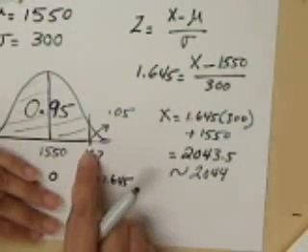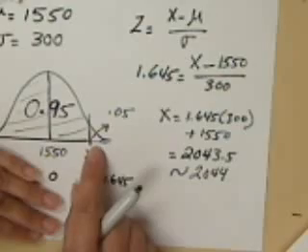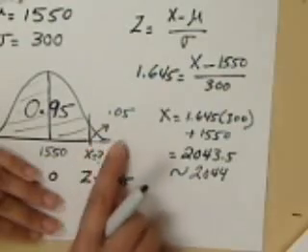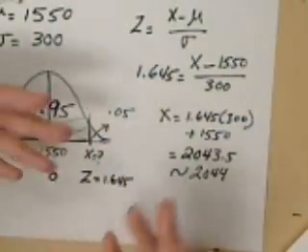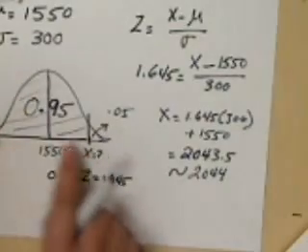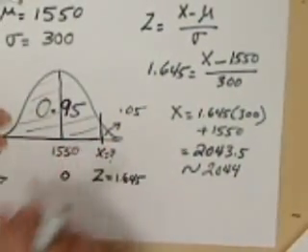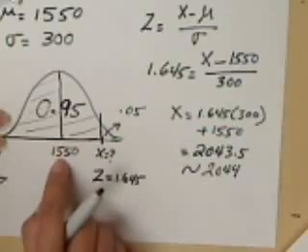So if number of fatalities in a year is 2,044 or higher, then that would be a bad year. That would be a year where we're in the upper 5% of the possible number of fatalities, given that number of fatalities are normally distributed with a mean of 1,550 and a standard deviation of 300.